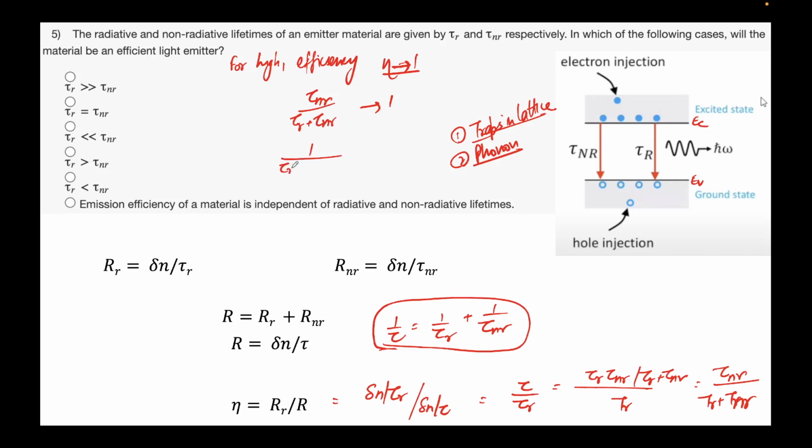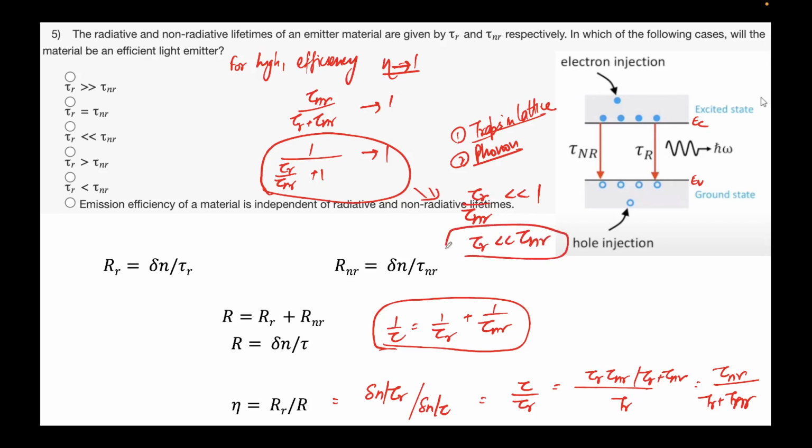So it will be 1 over tau r by tau nr plus 1. This should approach 1. So this will approach 1 only when this term is very small, because if this term is large, let's say this term is 10, this would be 10 plus 1, 11, 1 by 11, which will be around 0.09. So what we want is that tau r by tau nr should be less than 1, then only the efficiency will increase. So this will give me tau r should be less than tau nr.